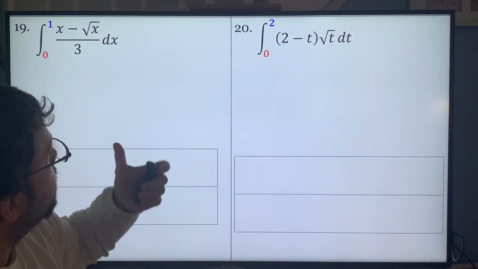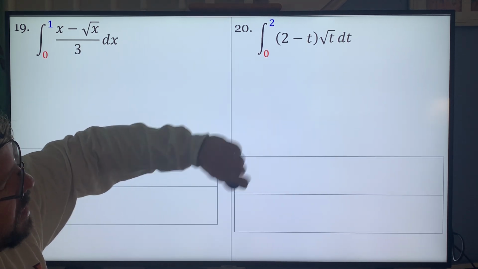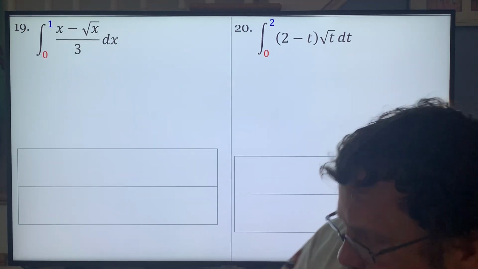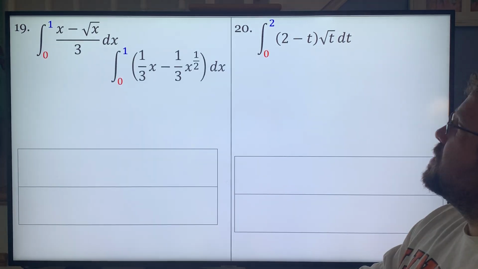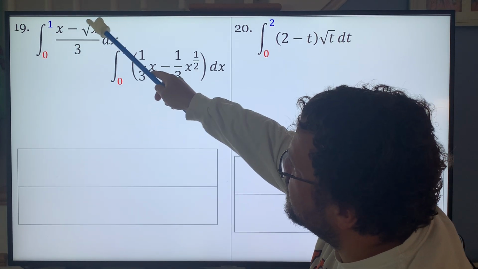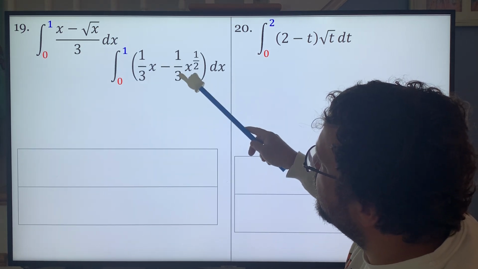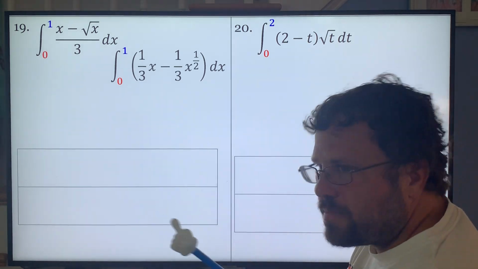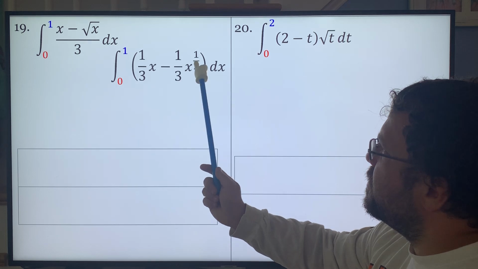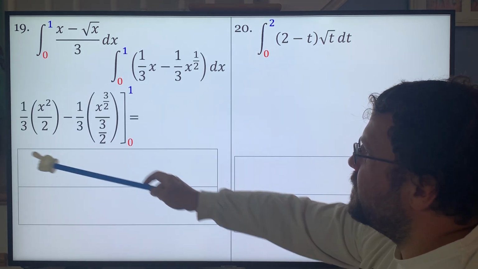Rewrite, solve. This actually has a rewrite and a division. This has a rewrite and a distribute, and you solve and you solve. So go. Ready? X divided by 3 is 1/3 x. This becomes minus x to the 1/2 over 3. So it's -1/3 x to the 1/2. I did it all in one step. Need to save space here. So x squared, x to the 3/2. So x squared over 2, x to the 3/2 over 3/2.